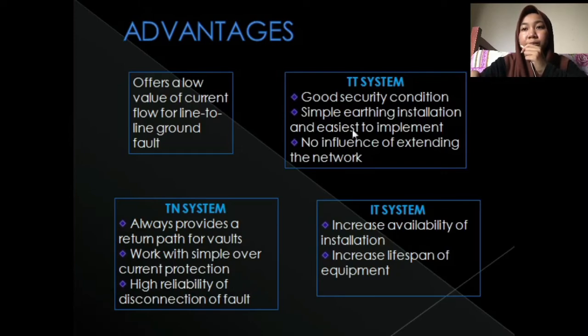For the TT system, the advantage is it has good security conditions, as the potential rise of the grounded conductive parts must be limited to 50 volts for a fault inside the installation and 0 volts for a fault on the network. It also has a simple earthing installation and is easiest to implement. The TT earthing system also has no influence from extending the network.